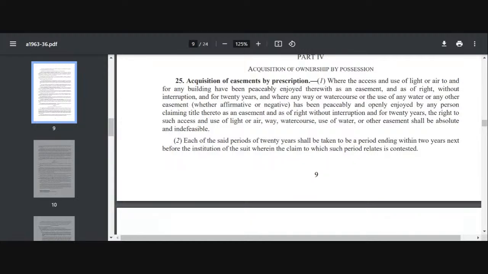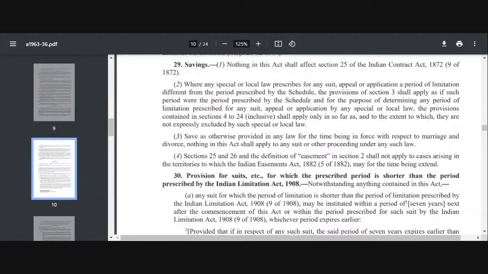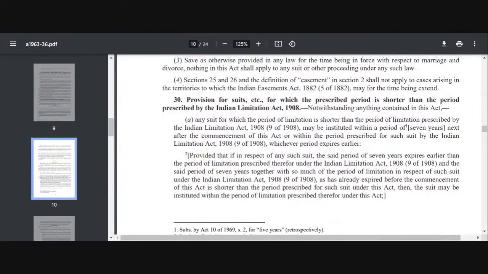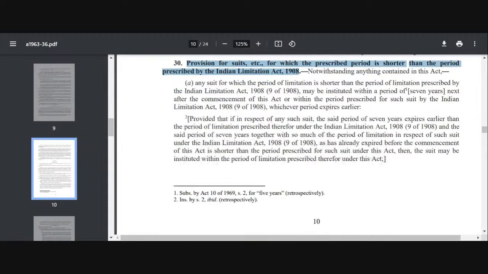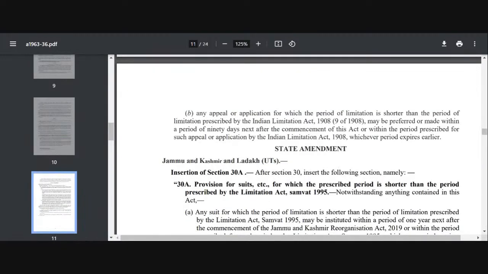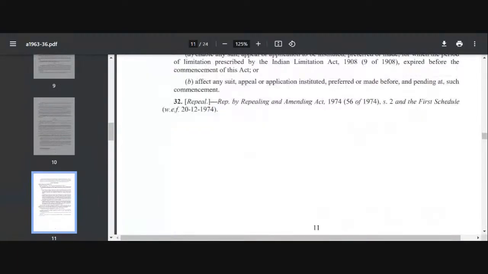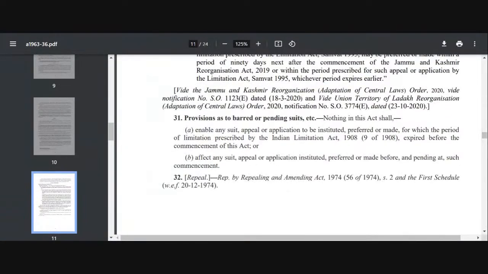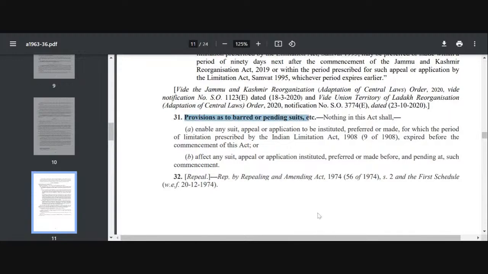Section 29 is my saving section, right? Just go through it. Section 30 is provisions for suits for which the prescribed period is shorter than the period prescribed. This is again important. You can just go through it for the calculation. It applies if the prescribed period of limitation is shorter than what is prescribed by the Limitation Act. And we have 31, provisions as to barred or pending suits, and 32, which is repeal.